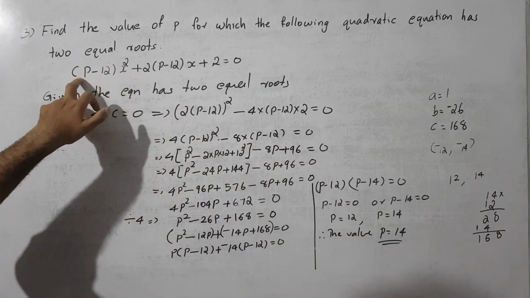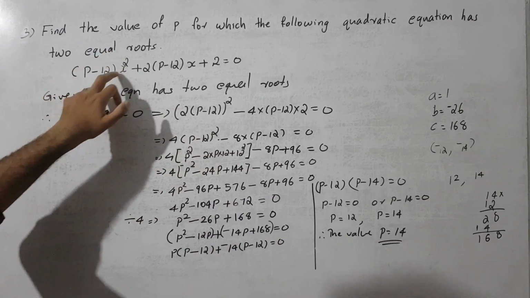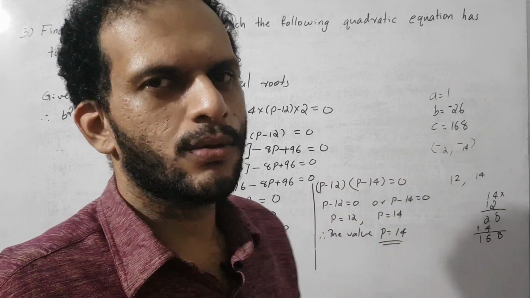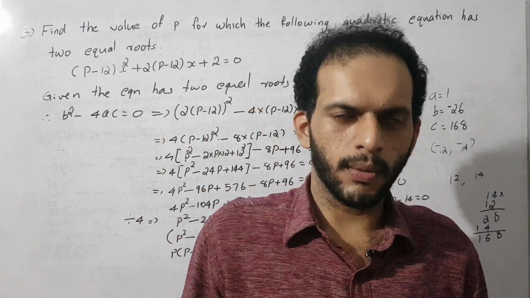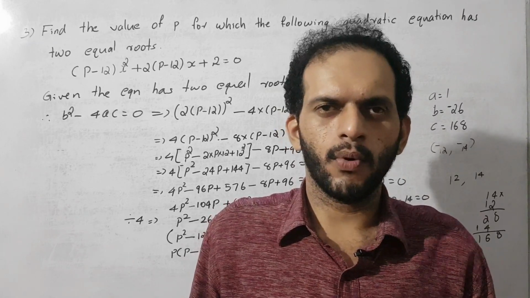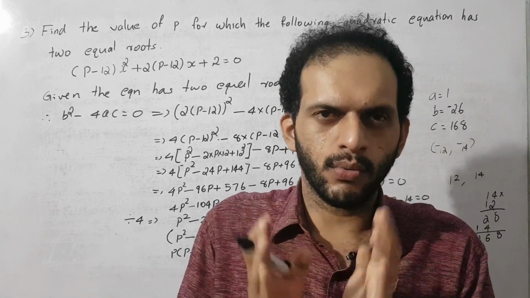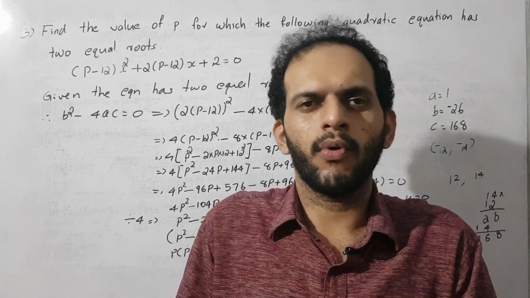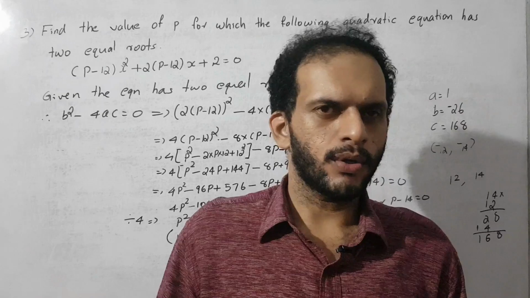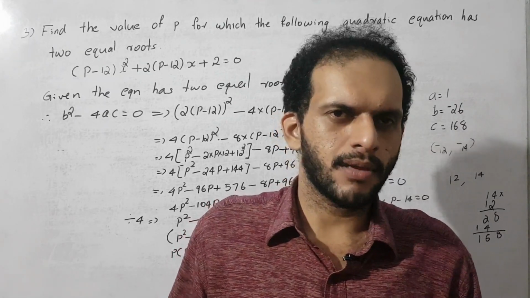If p is equal to 12, this term will cancel. That means the x square term is not there. If the x square term is not there, it's not a quadratic equation. That is not possible, because it's already given as a quadratic equation. So it's not possible to choose the value of p as 12. We choose only p value as 14. Okay, I think you got the idea how to find this type of question.